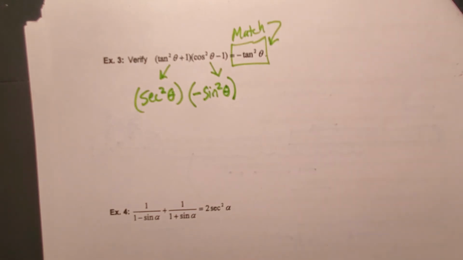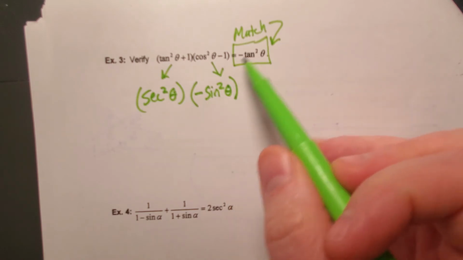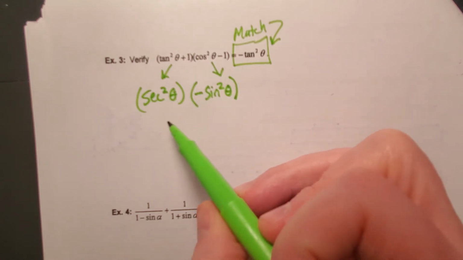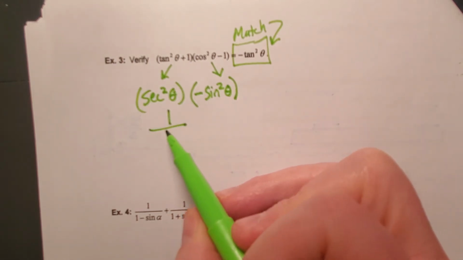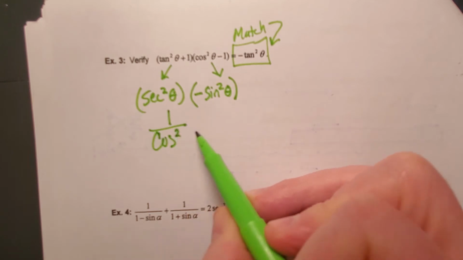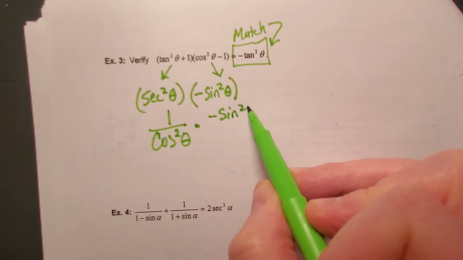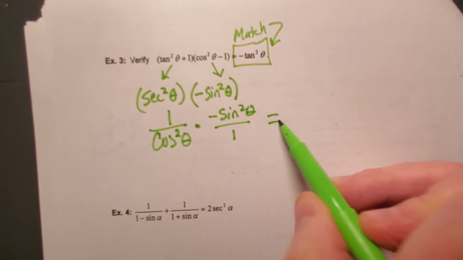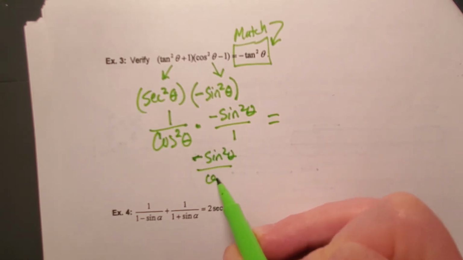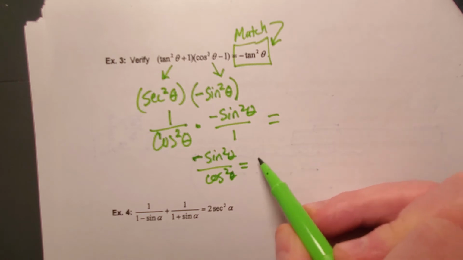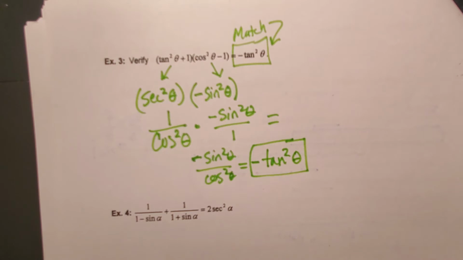Negative sine squared theta. All right, now, these two things put together. Now, I got my negative sign that I'm looking for right here. I'm going to take secant squared and make it a reciprocal. We're going to go 1 over. Secant is 1 over cosine squared theta times, and then we'll make this negative sine squared theta over 1. You multiply those two things together, you're going to get a negative sine squared theta over cosine squared theta, and that equals negative tangent squared theta, and it matches. Okay?